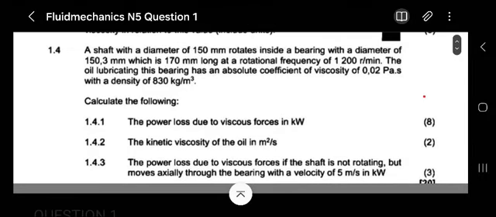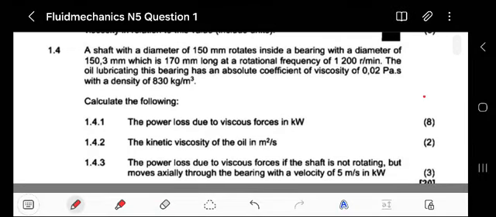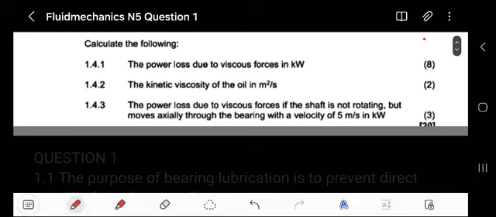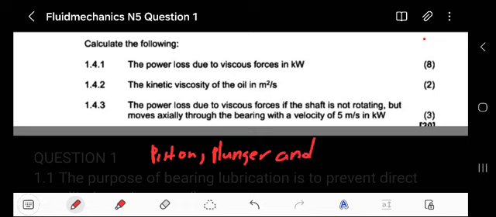Dealing with calculation, they said a shaft. You take note, guys. If you are given a shaft, you must be very careful. It tends to confuse students. They tend to make some mistakes here and then find that they're getting it wrong. They confuse the piston and plunger with the shaft.